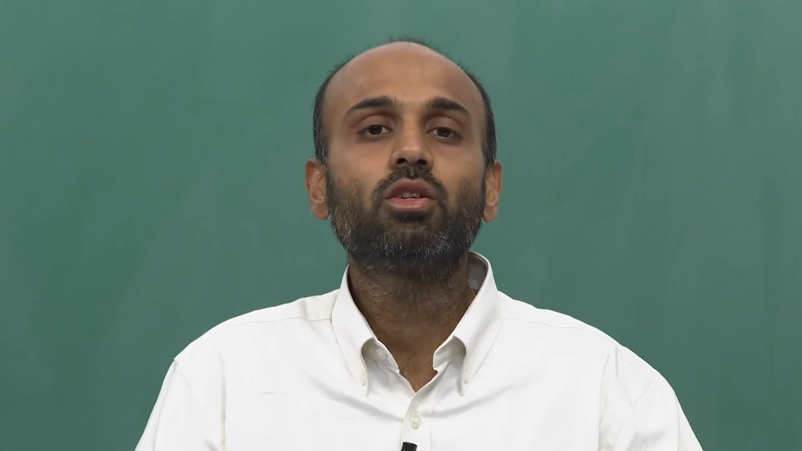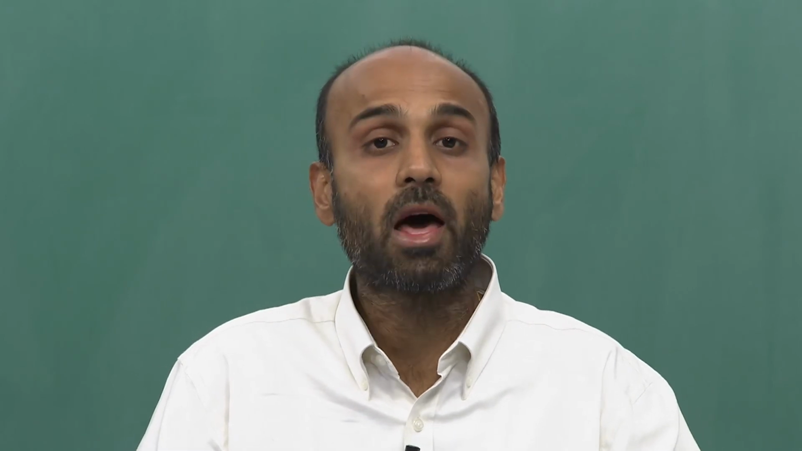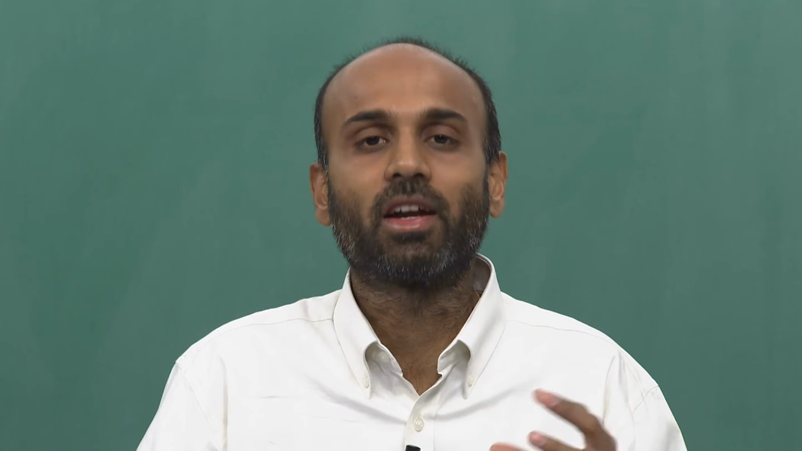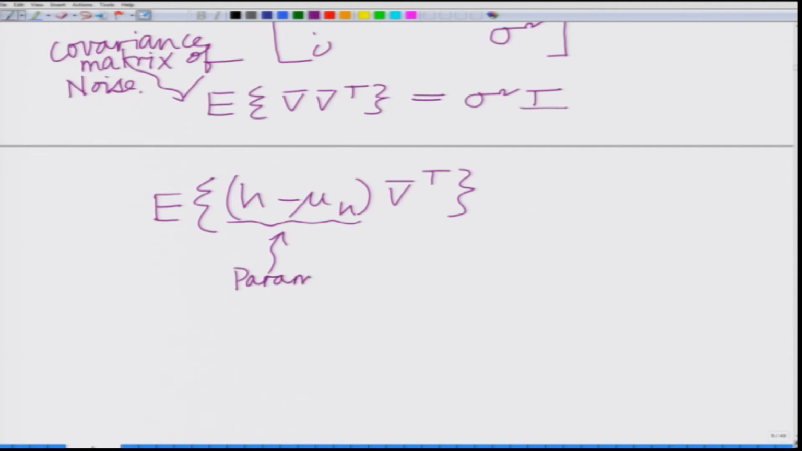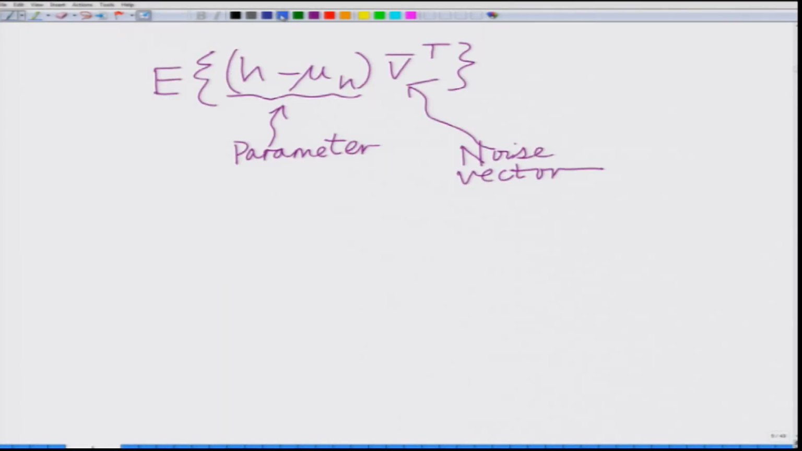So, it is logical to assume that these two quantities, the noise and the parameter that is being sensed, are independent, because these arise from totally different effects, one can say. So, we have the parameter h. Remember, we have the expected value of h minus mu h, that is the parameter minus its mean, times V bar transpose, the noise vector. So, the parameter and noise vector are uncorrelated, that is the important assumption that we are making, which is also, as we said, logical.